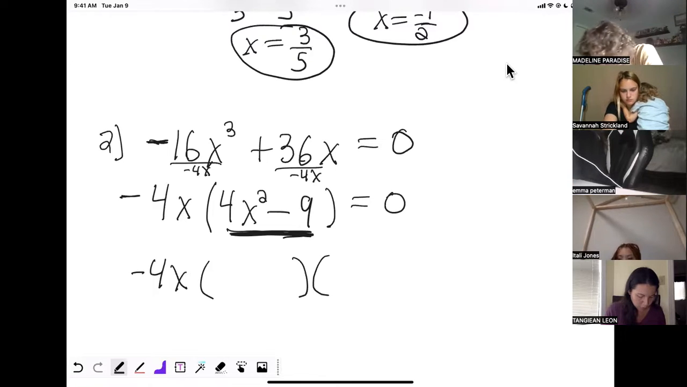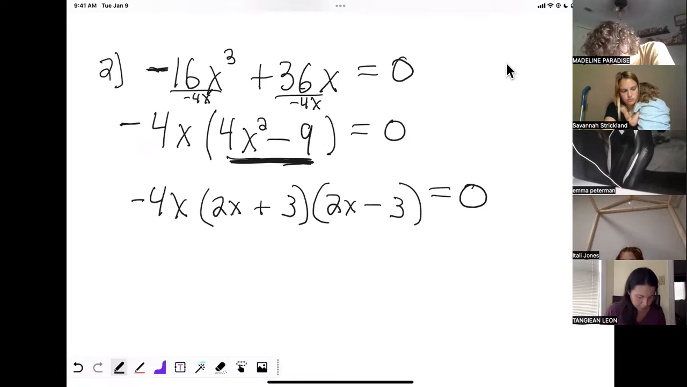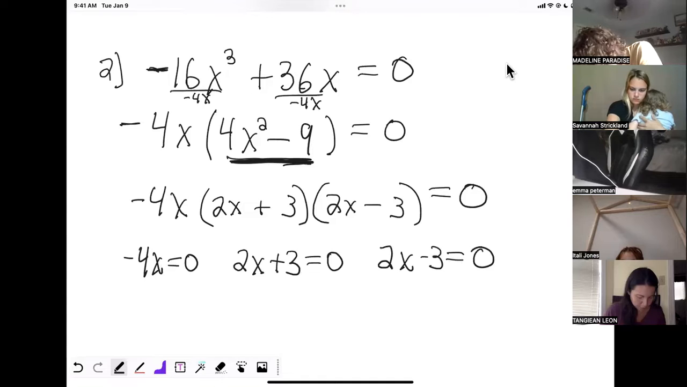Okay, so 2 times 2 is 4. X times x is x squared, and 3 times 3 is 9. All I have to do is figure out my signs. I don't have a middle x, so it had to be one positive and one negative. Set each part equal to 0. Negative 4x equals 0. 2x plus 3 is equal to 0. 2x minus 3 is equal to 0.